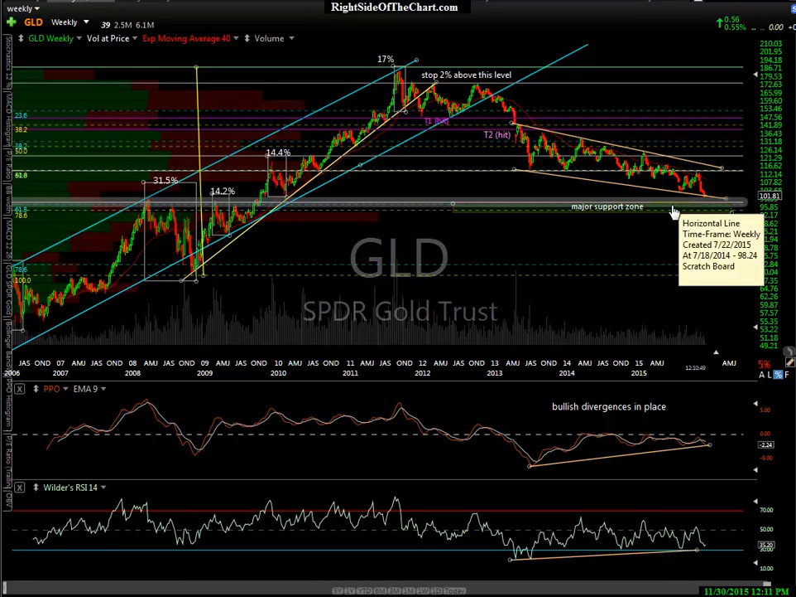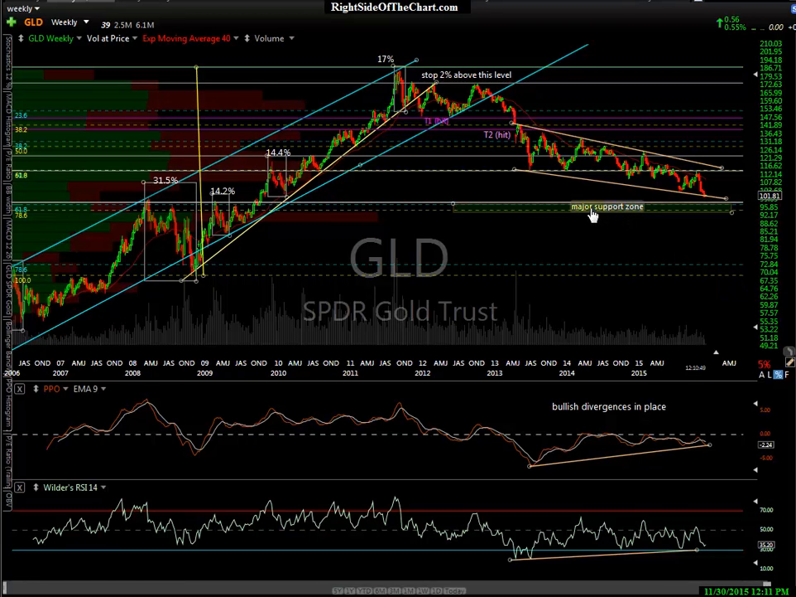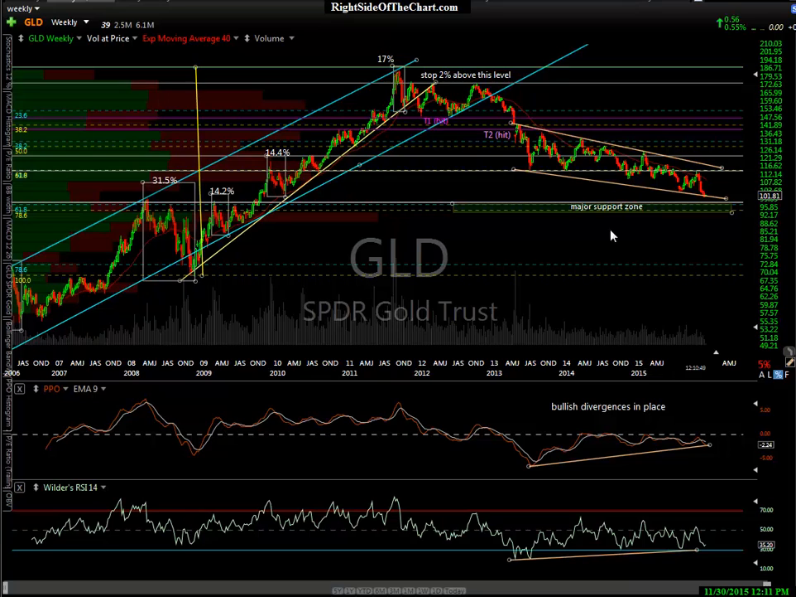I've talked about this major support zone here quite a bit, and that's still a possibility that we may hit that major support zone before all is said and done, meaning before the bear market in gold is over. That support zone is defined by these dotted lines. You can make out a blue and I guess that's a yellow dotted line. Those are both key Fibonacci retracement levels.